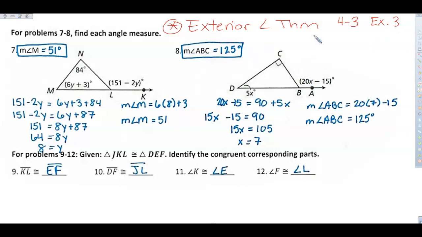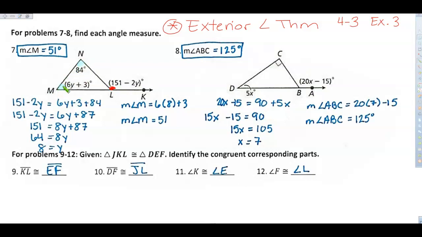All right, the exterior angle theorem says that our exterior angle, which is this one right here on the outside, is going to be equal to the sum of the two remote interiors, which are these two angles. So this angle here is going to equal the sum of these two angles.